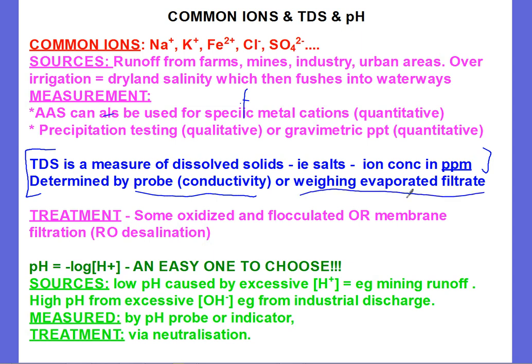How do you treat for common ions? Some you can oxidize by spraying or aeration. Some you can flocculate out and precipitate out. You can use membrane filtration though to remove some common ions as well, for example desalination.